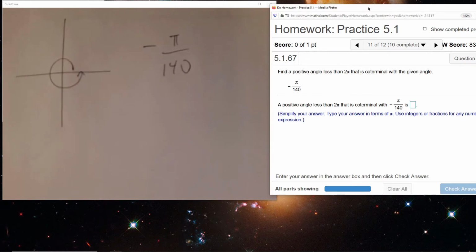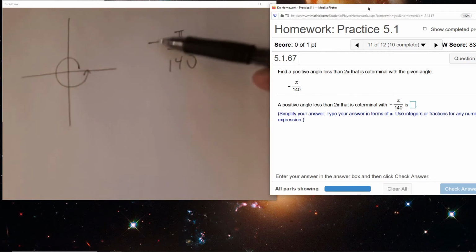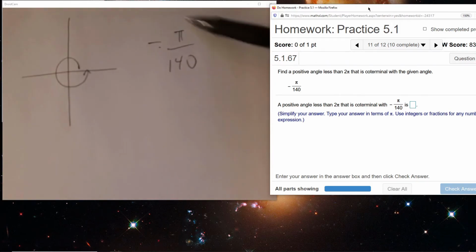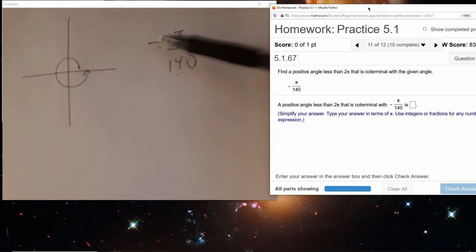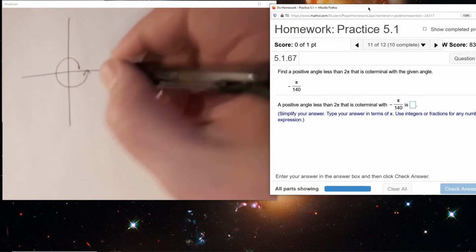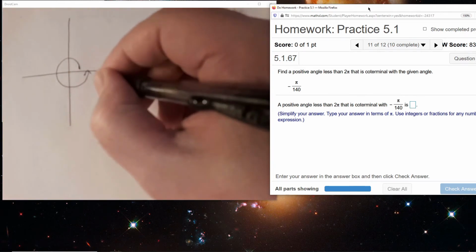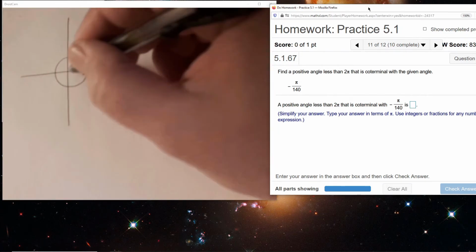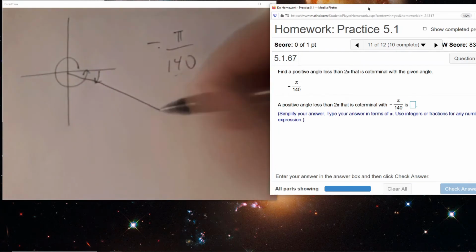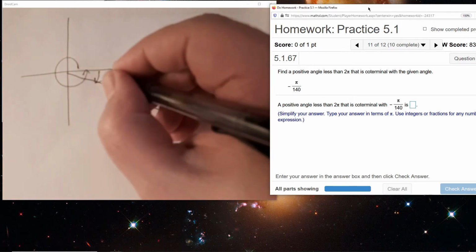So we want a positive angle. Now pi, now there's a minus sign here. Now, of course, division by 140 is making this a small number, but it's minus, which means we're just going a little bit into the minus direction, and there's our terminal. So here is our angle.